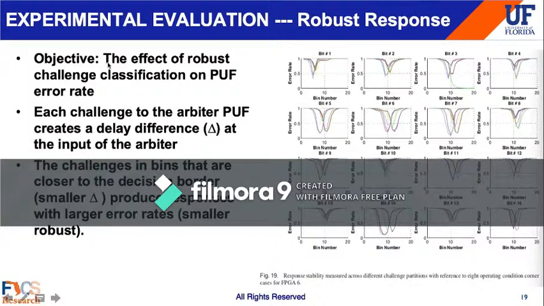Our objective is to test the effect of robust challenge classification on the PUF error rate. Each challenge to the arbiter PUF creates a delay difference at the input of the arbiter. We can see over here that challenges in bins that are closer to the decision borders, which means a smaller delta, will produce responses with larger error rates, which means smaller robustness.